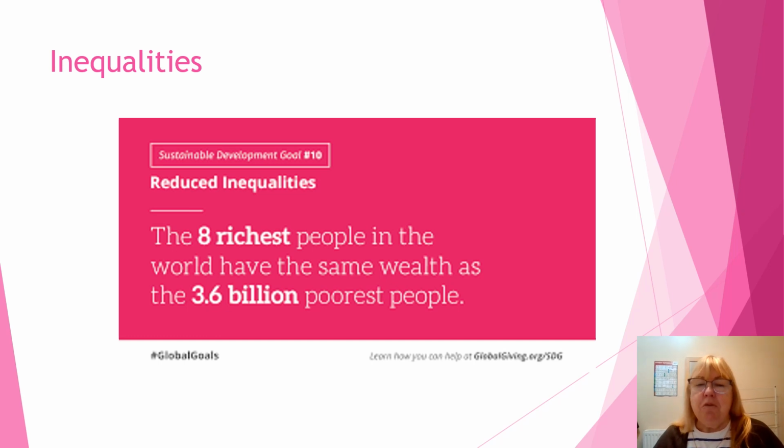The 8 richest people in the world have the same wealth as the 3.6 billion poorest people. So if you add the personal wealth of the 3.6 billion poorest people in the world together, you will get the personal wealth of the 8 richest people in the world. So take a moment to think about that before we go on and start to look at inequalities.